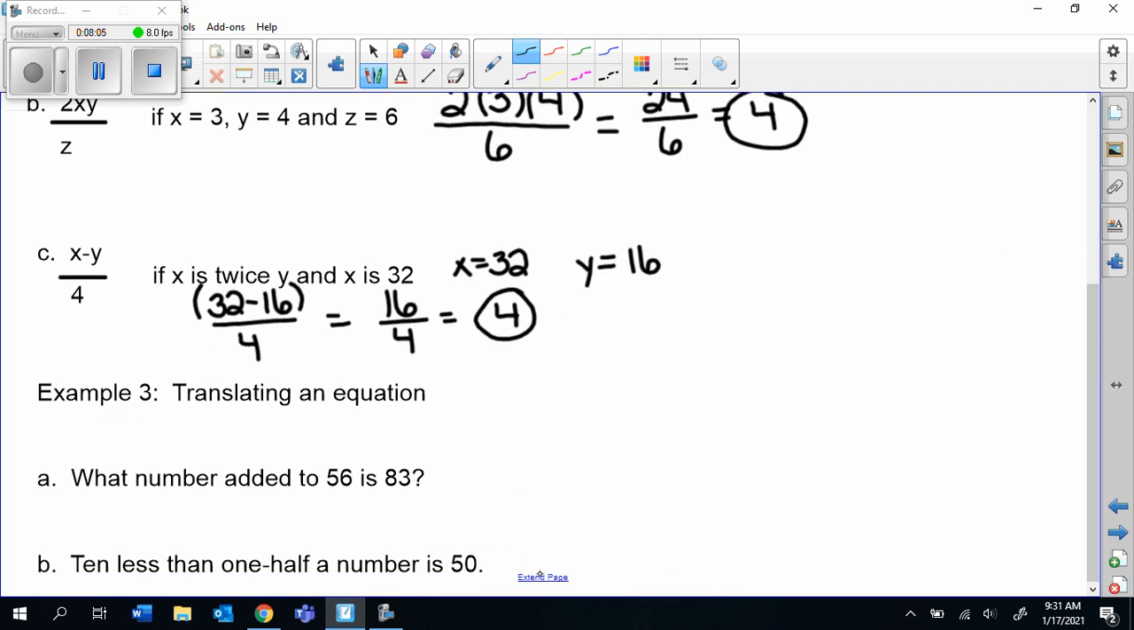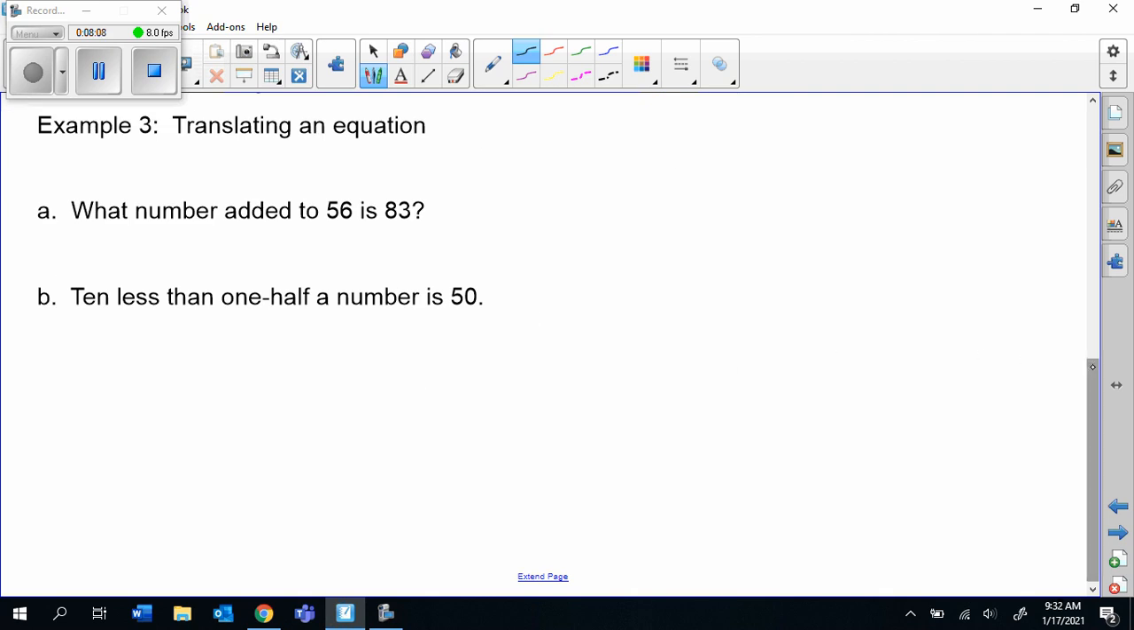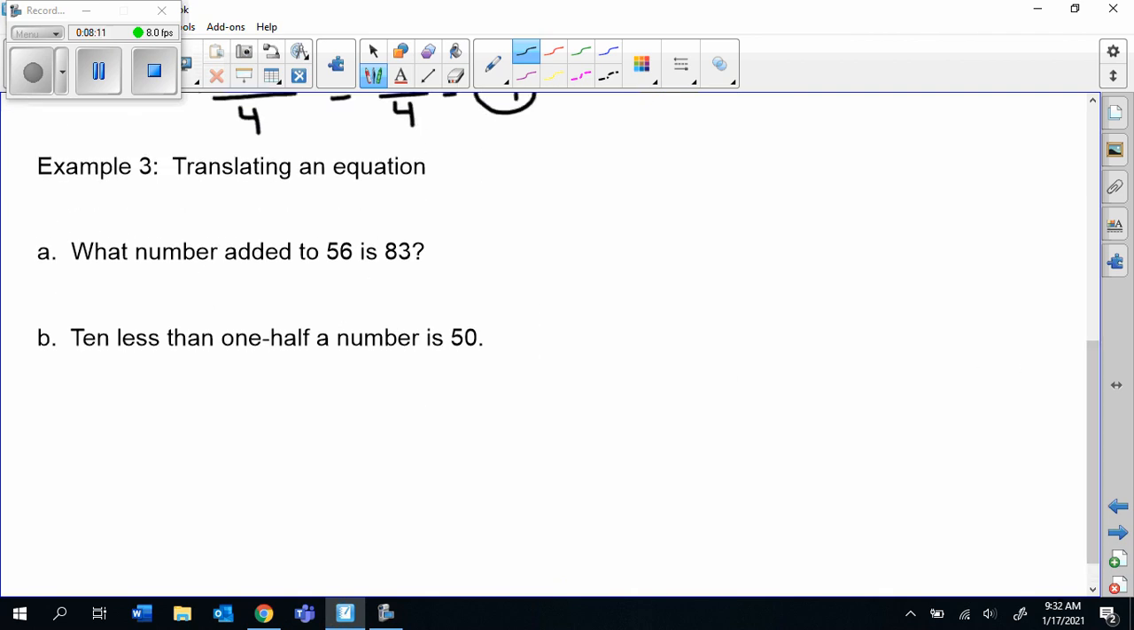All right. Now we're going to put our translating skills one step further. An equation means that you have an equal sign to your problem. And so again, whenever you see the word is, that is where the equal sign goes. So what number? There's our x added to, there's our plus 56 is 83. Every part of the sentence translates. X plus 56 is 83.